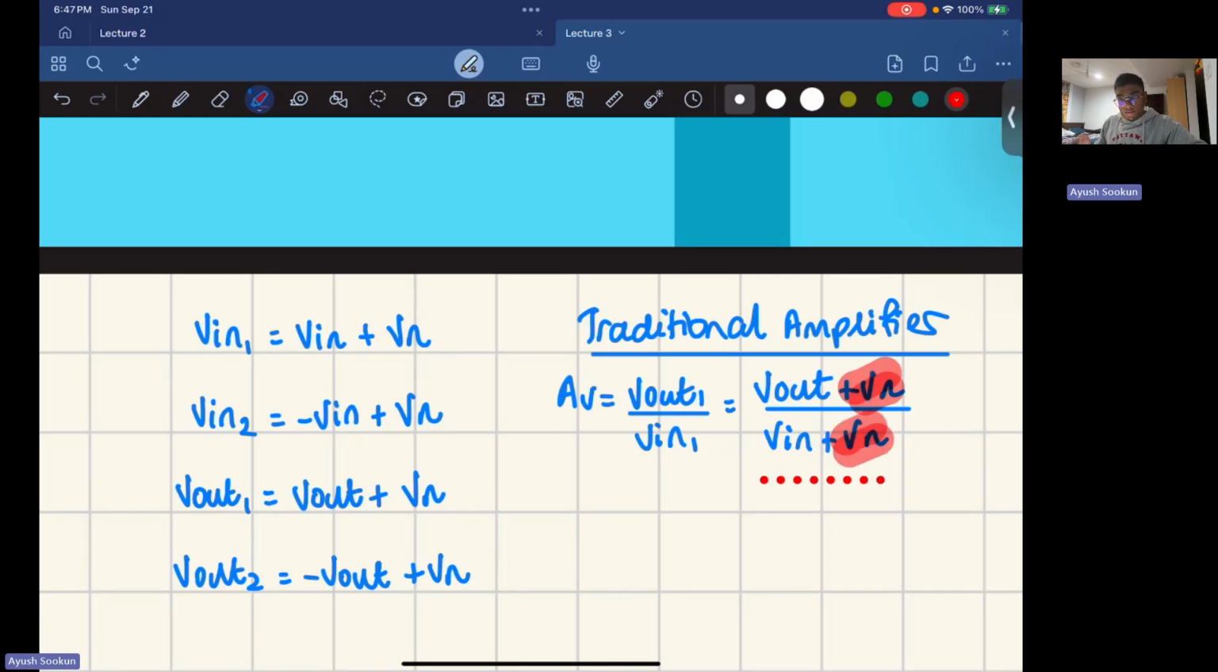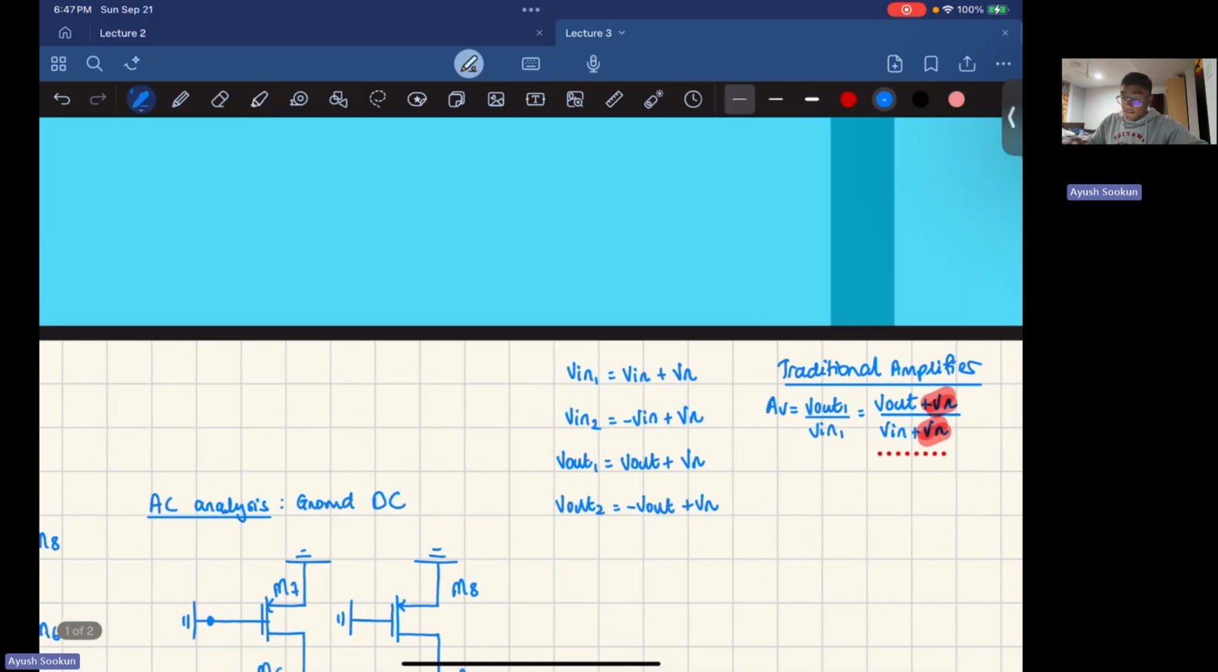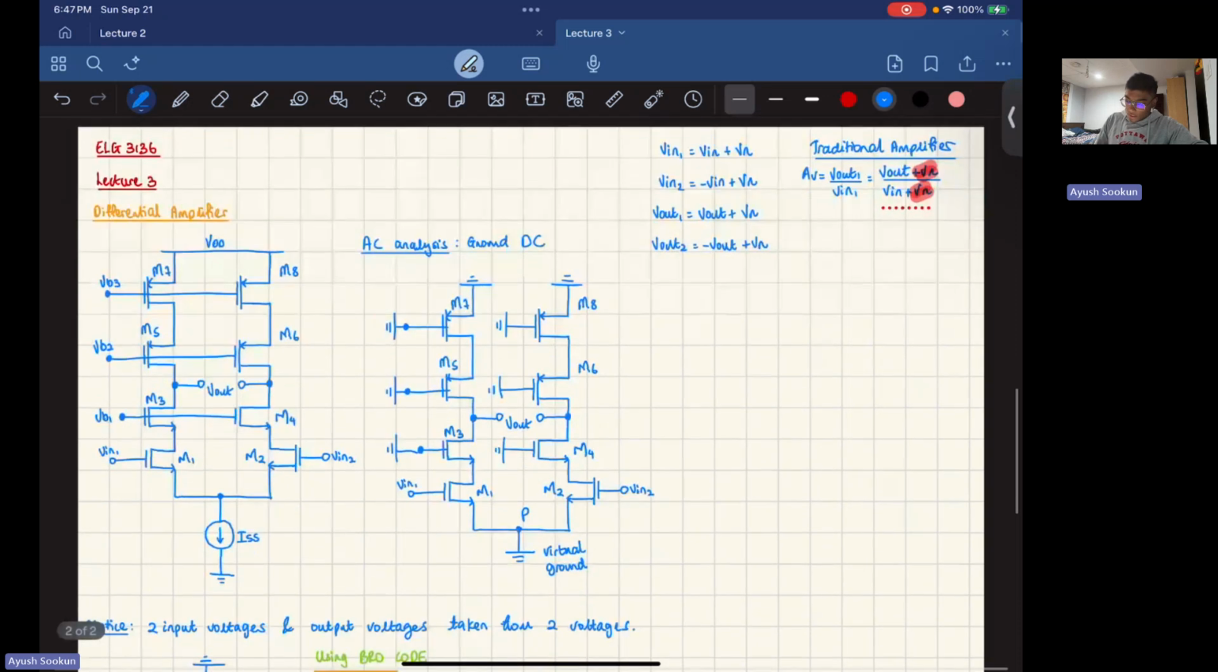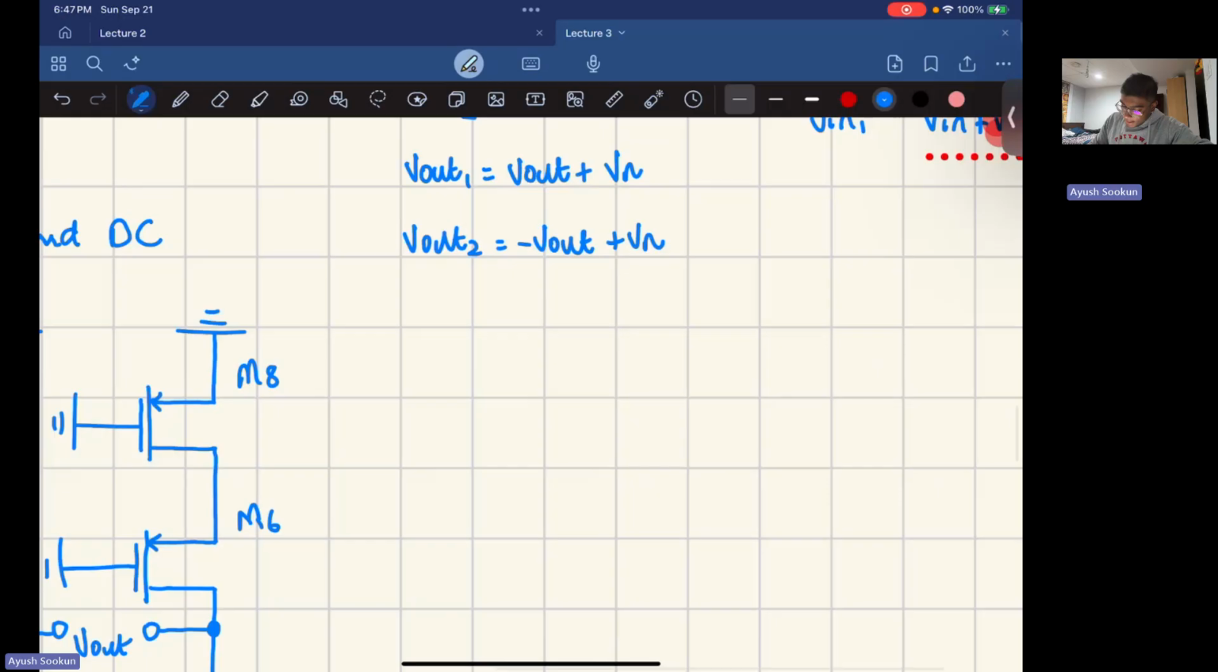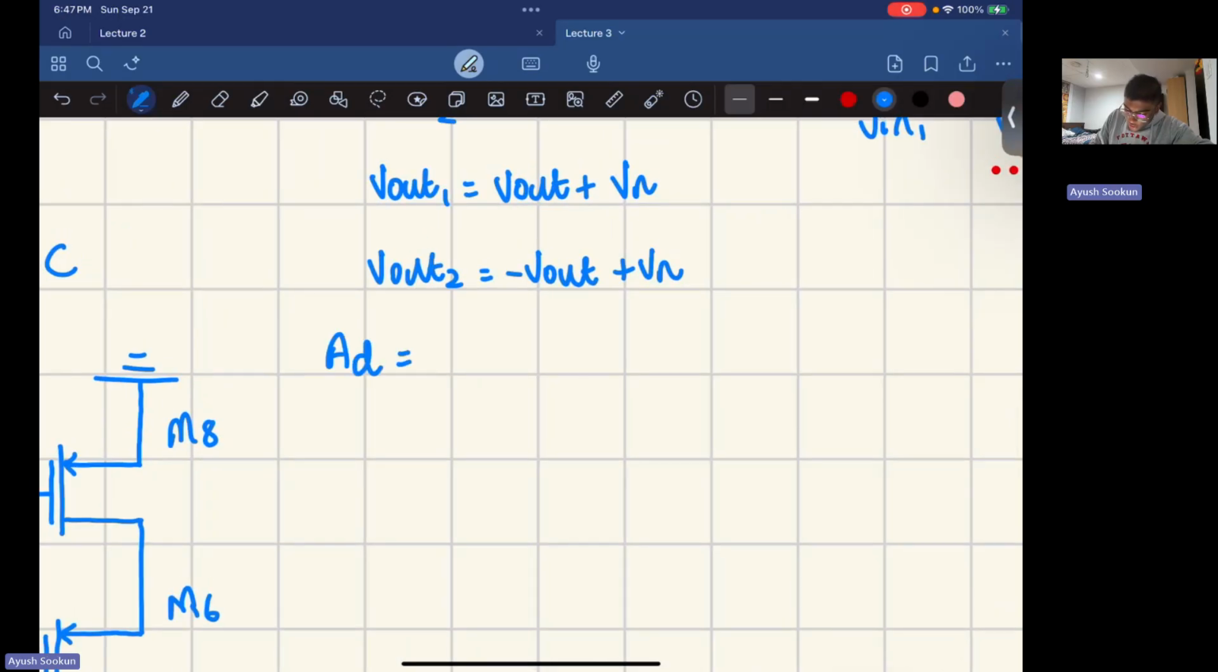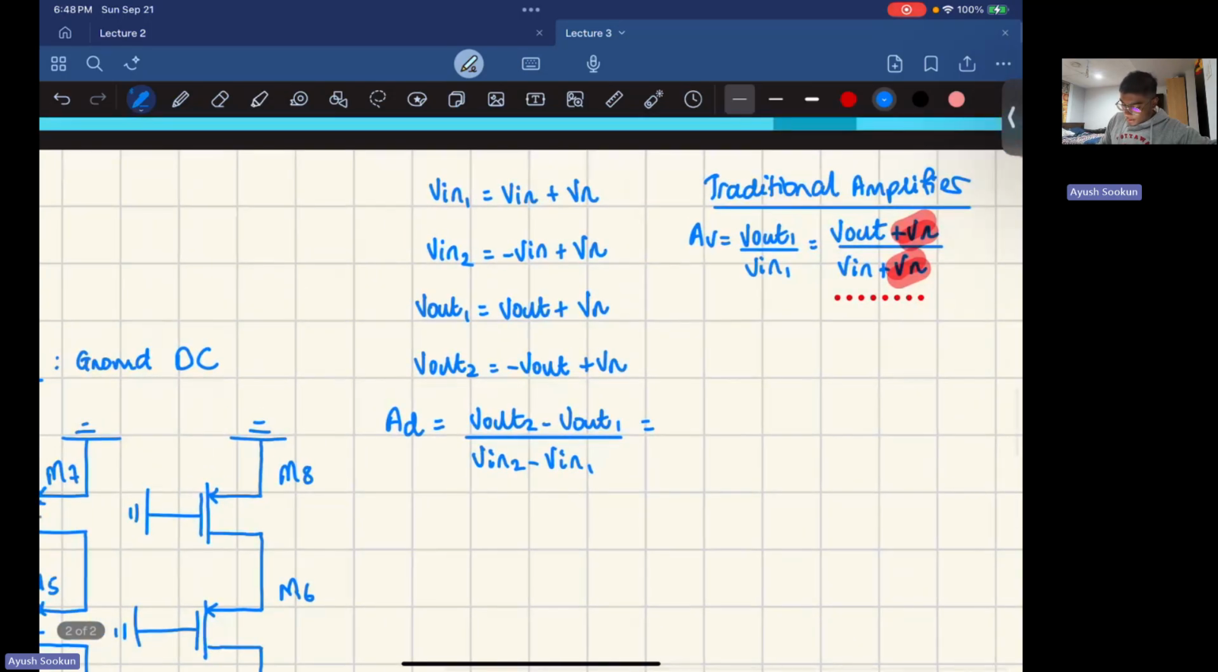If we use a traditional amplifier, we have this kind of situation. With a differential amplifier, as you can see, we have two nodes, and the output is not itself a node voltage with respect to ground. It's the difference between V output 1 and V output 2. So here I have our differential gain, A_D. So this is going to be V out 2 minus V out 1 over V in 2 minus V input 1. Okay, now I just need to replace with the things that I have.